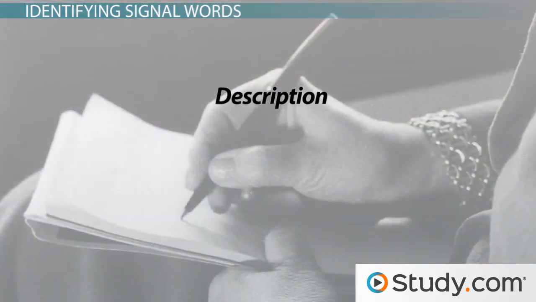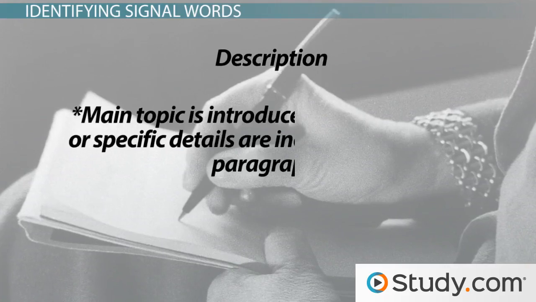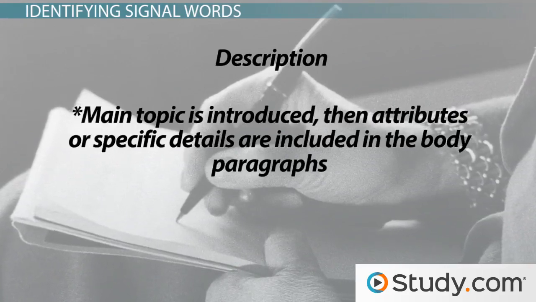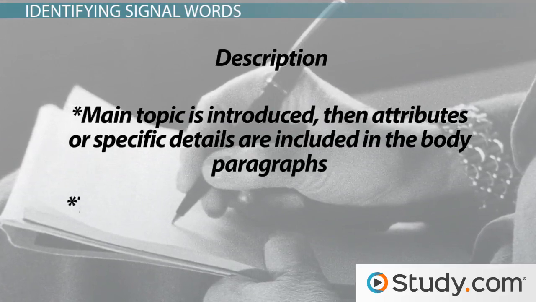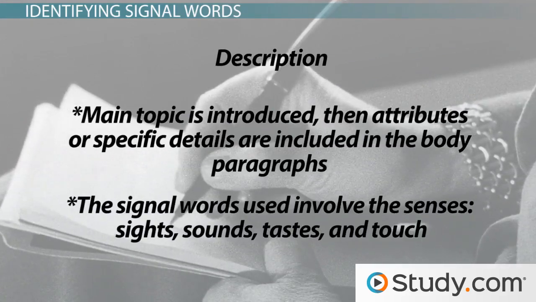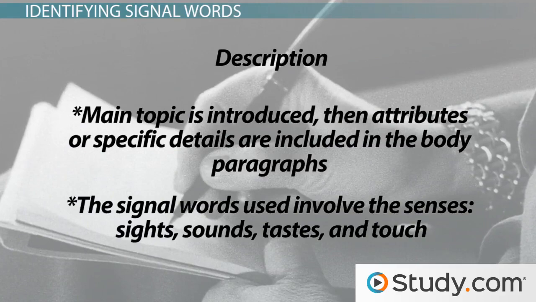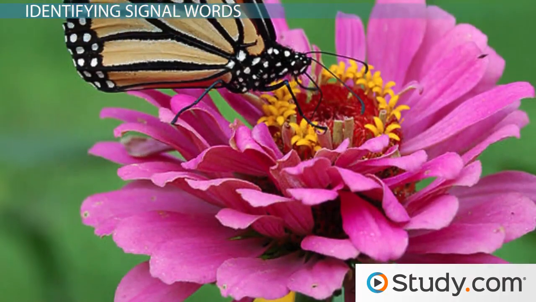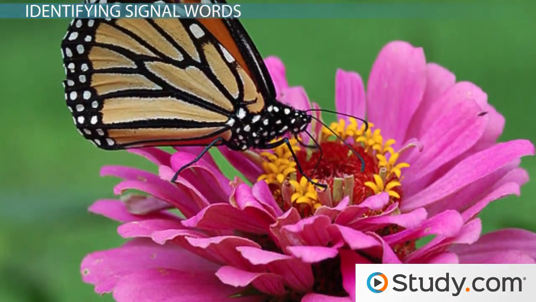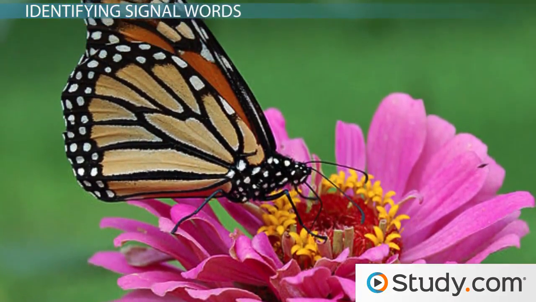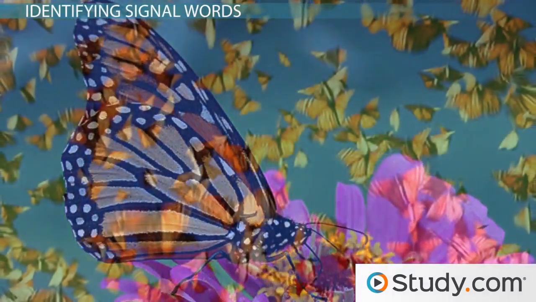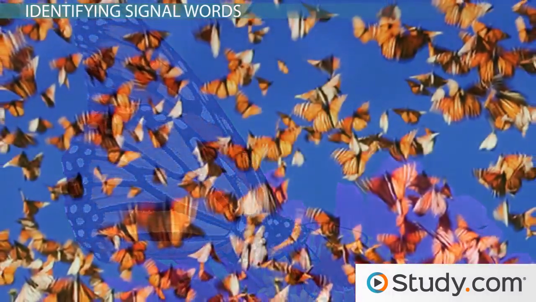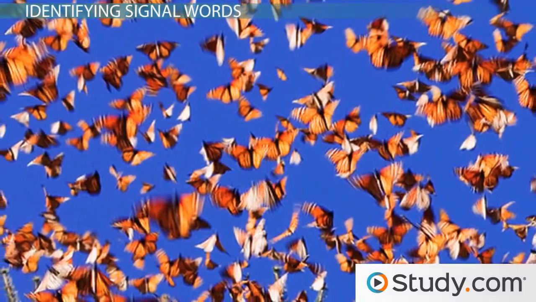When the description structure is used, the main topic is introduced, then attributes or specific details are included in the body paragraphs. The signal words used involve the senses: sights, sounds, tastes, and touch. For example, if we were to read an informational text about the annual migration of the monarch butterfly, it would probably use the description organizational structure, describing specific sights and sounds involved in the migratory pattern of these insects.